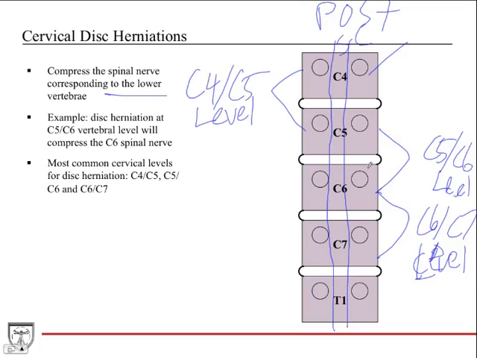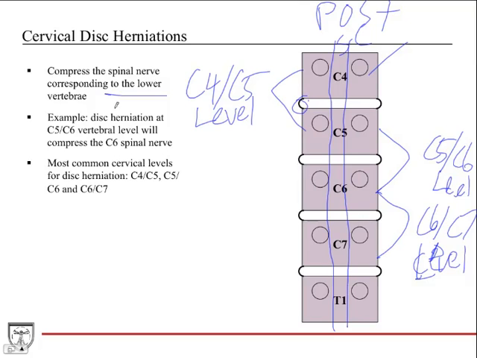So a level is considered two vertebral bodies with a disc in between them, okay? And when you're referring to the disc, you're referring to the disc at that level, which is between, obviously, the two vertebrae you're talking about, okay? So the disc at the C4, C5 level would be this disc right here, okay?